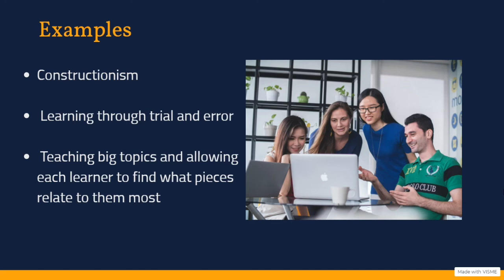Another effective implementation of constructivism in the classroom is teaching big topics and allowing each learner to find what pieces relate to them most. For example, an instructor teaching evolution does not choose a specific point in evolution to focus on, but rather gives an overarching explanation. Thus, a student who relates with natural selection is interested in the topic of their own will and chooses to write a paper on it and share with the class.